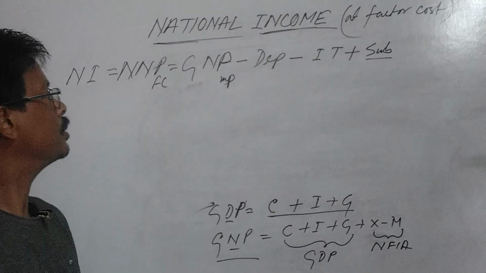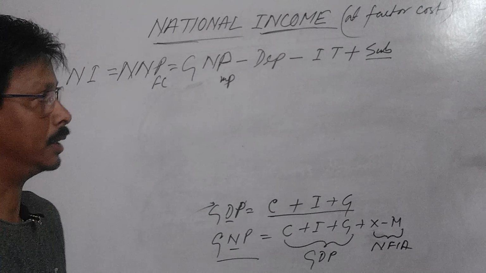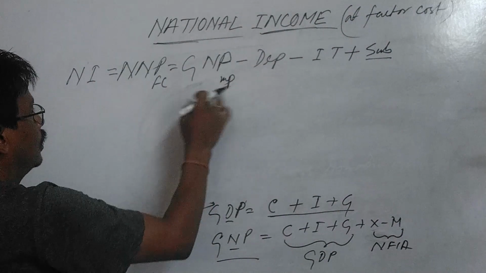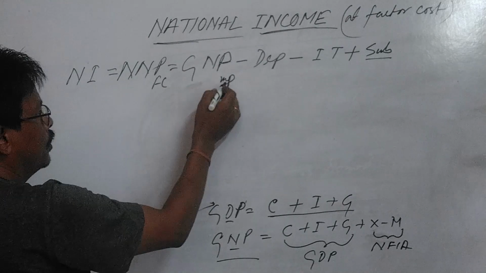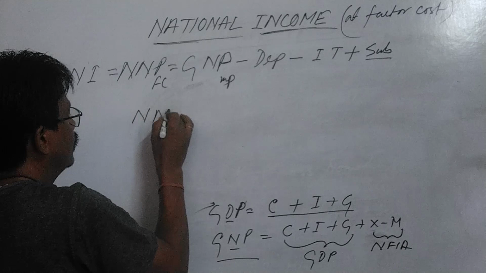That means our accounts may be in two ways. One is at market price, another is at factor price. If we like to get market price from this NNP at factor cost, then we may do this.